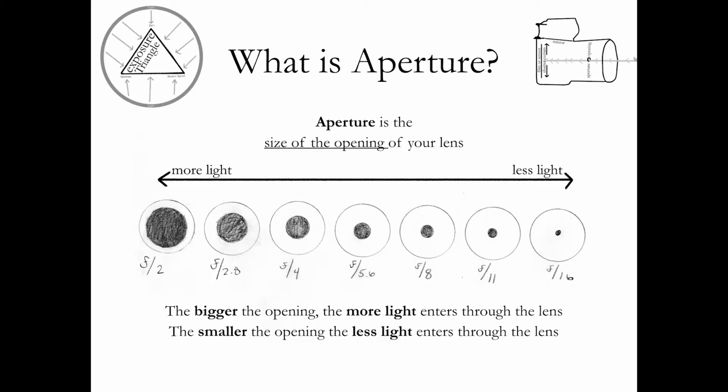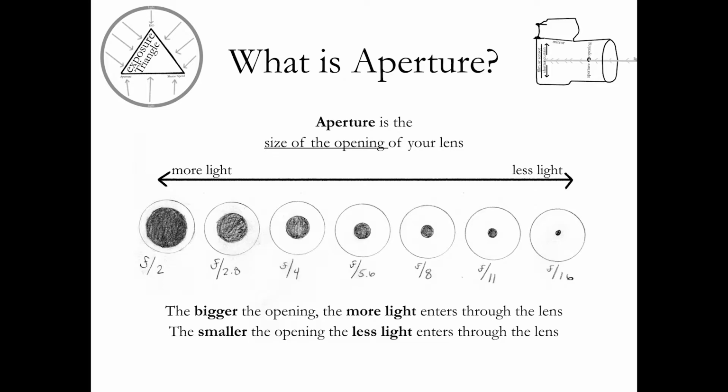The next arm of the exposure triangle is aperture. An aperture is the size of the opening of your lens. With a pinhole camera, the aperture would be the size of a pin. With your camera, the lens has f-stops, which control the size of the opening. On this chart, f2 is the largest opening, while f16 is the smallest. The higher the number is, the smaller the opening. So think of these as fractions, f over the number.